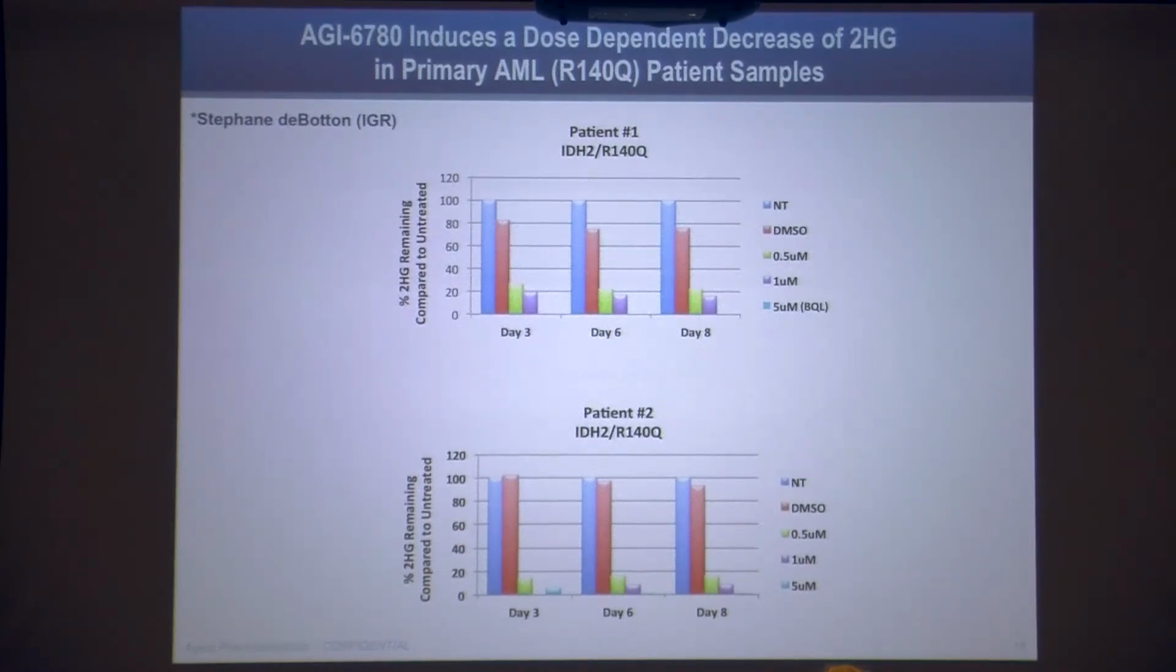This is a model system. It's not a patient sample. So we collaborated with Stéphane Dubaton at Institut Gustave Roussy in Paris, and he provided us with primary human patient samples that we can look at in the tissue culture dish in the lab. And we looked to see if we treated with drug, first of all, do we lower 2-HG? We know they have elevated 2-HG, can we lower it? And that's just an example in these two graphs showing that indeed we do that.